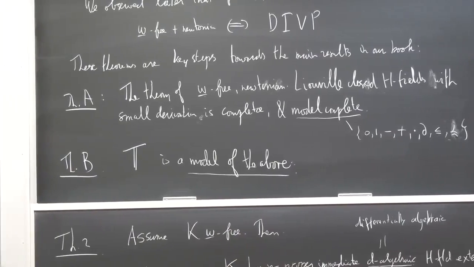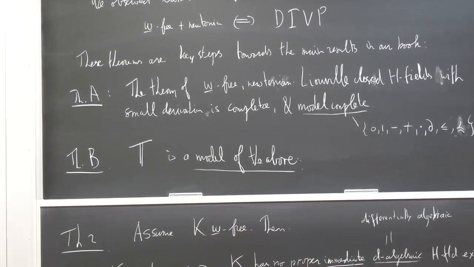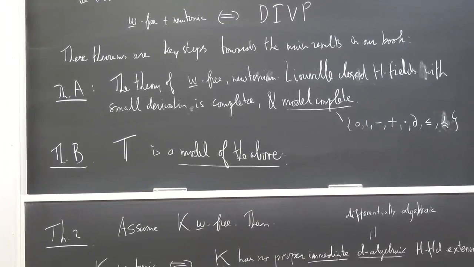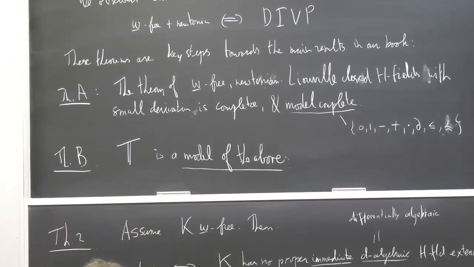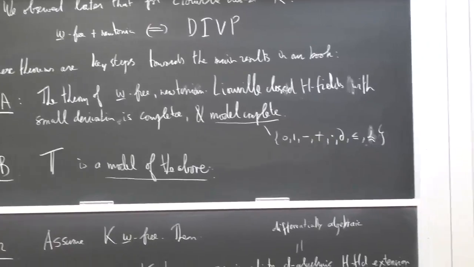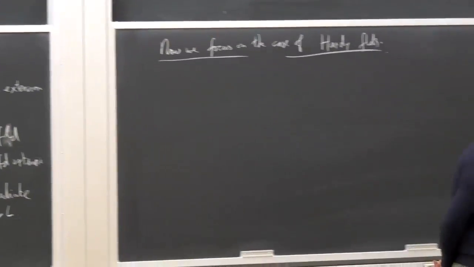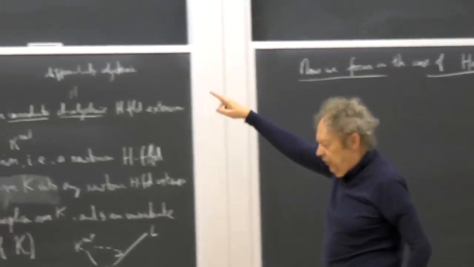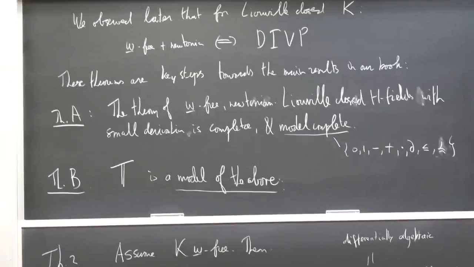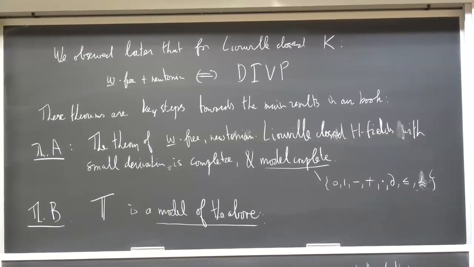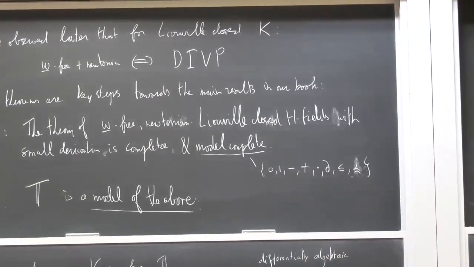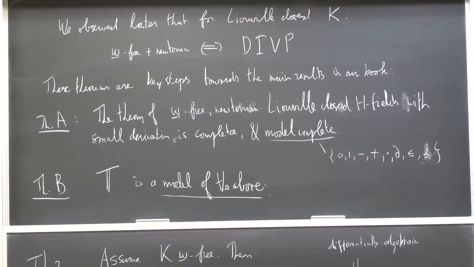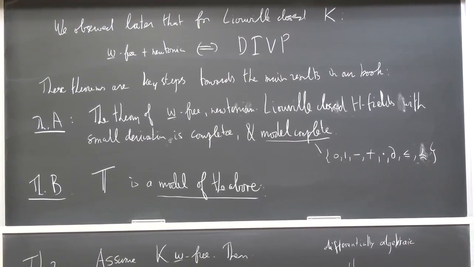Oh yes, maybe I should also explain model completeness, what it means for T itself. What does that mean? It means that if you have a model of that theory, like T, and you have a system of algebraic differential equations and inequalities, and the inequalities may also involve the dominance relation, strict dominance or ordinary dominance, doesn't matter.